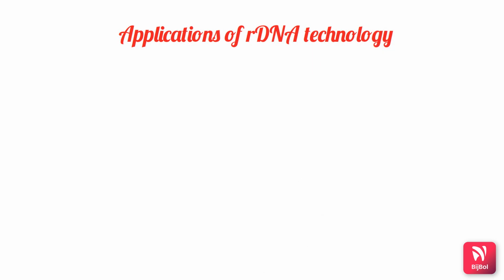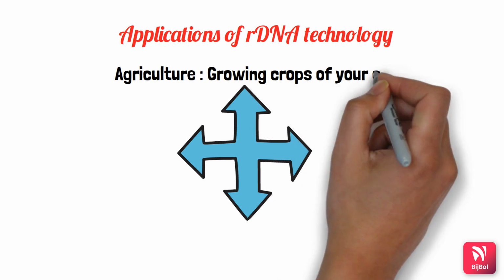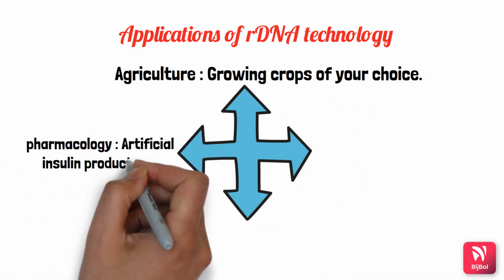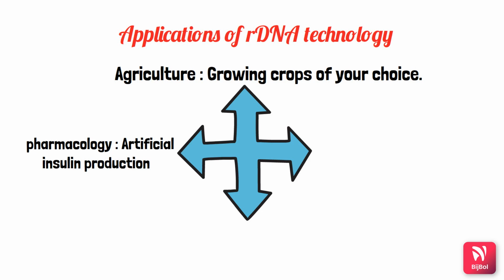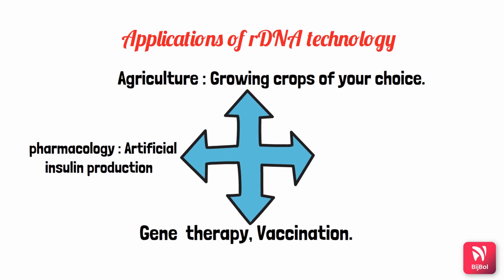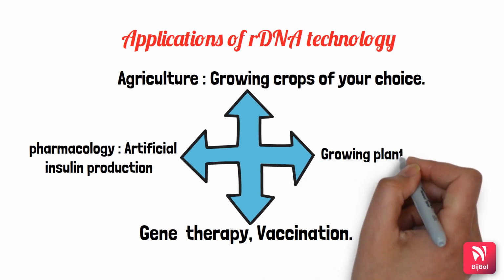Last but not the least, let us know about the applications of rDNA technology. rDNA technology is used in agriculture for growing the crops of your choice. It's also used in pharmacology for artificial insulin production. It's also used in gene therapy and also used in vaccination. rDNA is also used in growing plants.